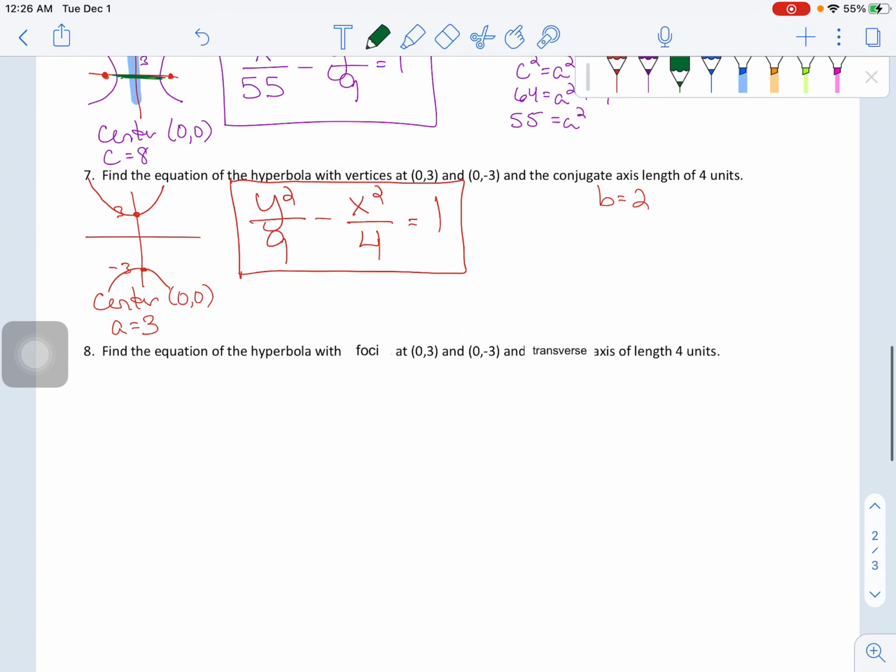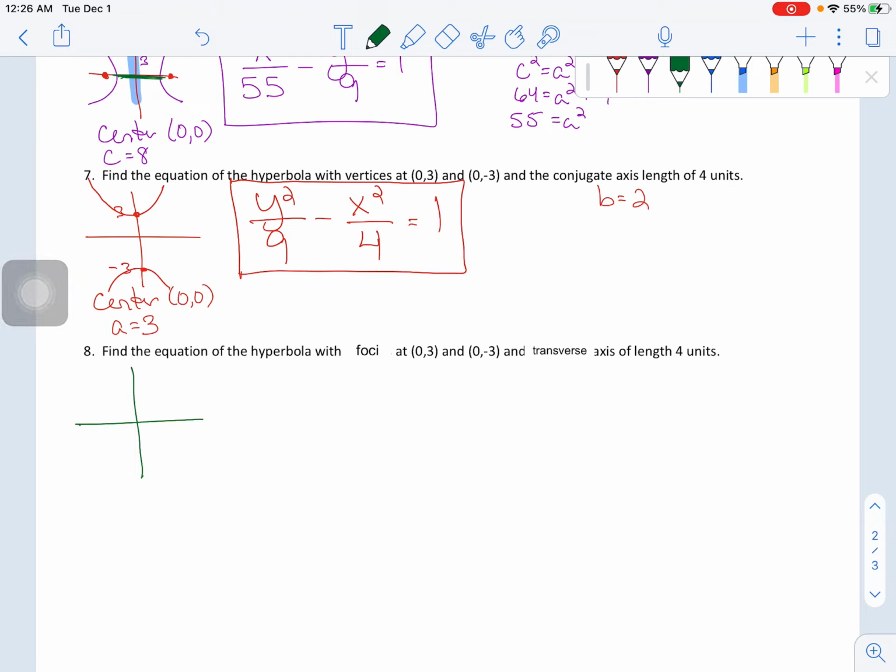All right, last problem on the page. Problem number 8. Find the equation of the hyperbola with foci at 0, 3, and 0, negative 3. So that's actually the same information that we were given in this problem, the last problem. The difference is this was vertices, this is now foci. And transverse axis length of 4 units.